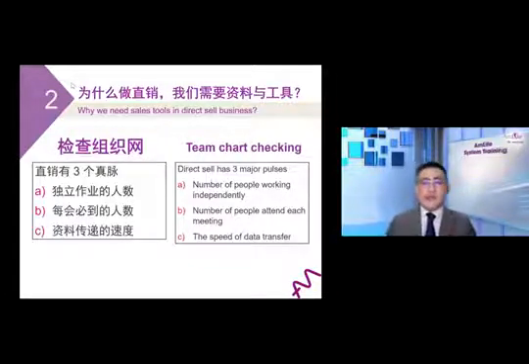And then the third thing is the speed of data transfer, meaning the speed that you can transfer the materials that you have on hand, that the company has, to everyone in your network. So we can always check on this.